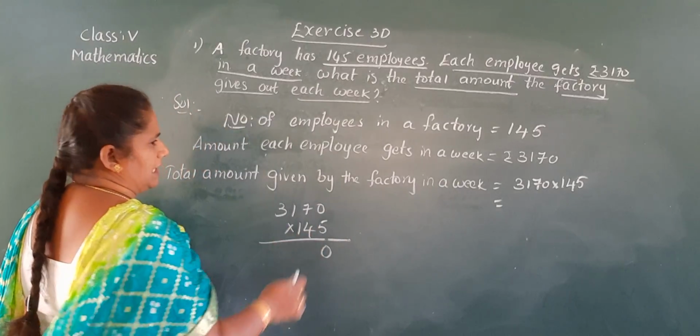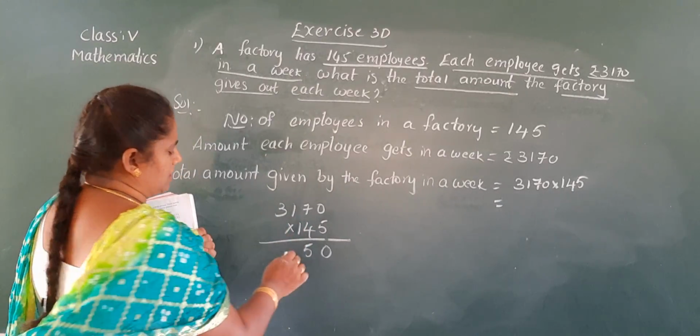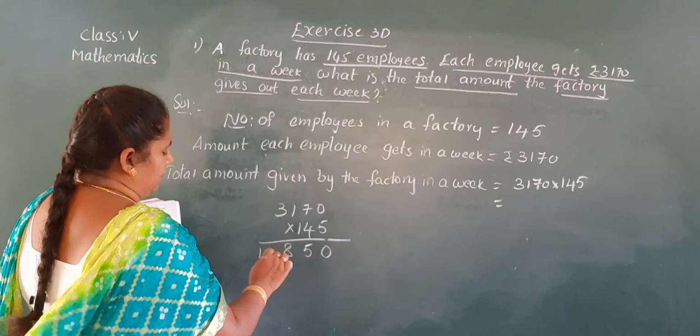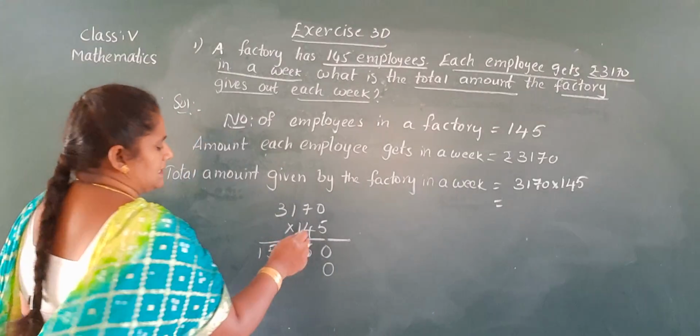500, 5 sevens are 35, 3 in hand, 5 is down. 5 ones are 5, 6, 7, 8. 5 threes are 15, finish. Now close the ones place, that means you keep 0 in the ones place, start from the tens place.